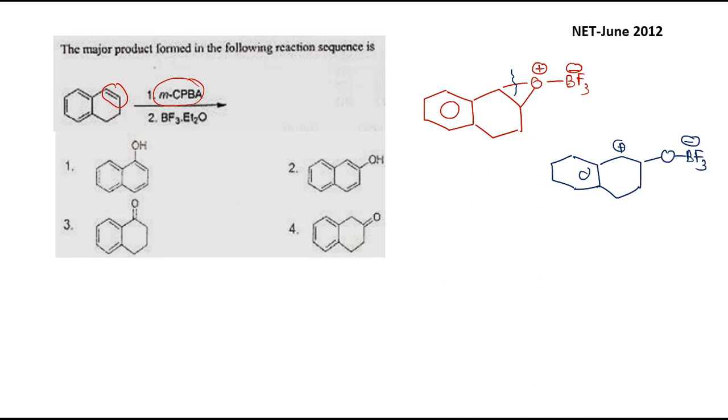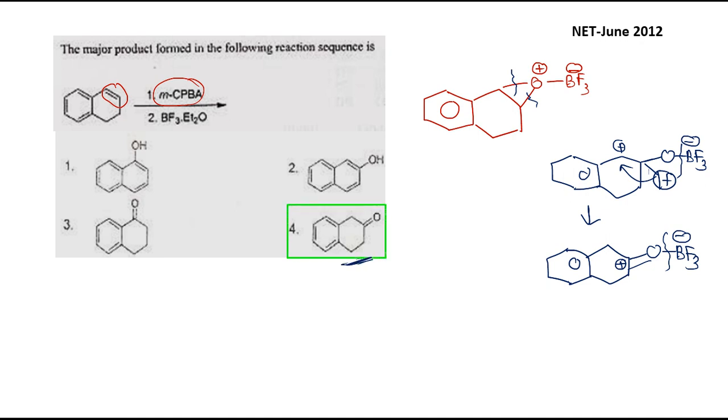Now obviously you have to give it preference rather than breaking the other bond, because here this carbocation is more stable. And finally the O-B bond will be broken and, sorry, one step is left. This hydrogen will be migrating here. So you will get positive charge here, oxygen, BF3 negative, this bond will be broken and there will be a C=O double bond. So it is matching with option 4. Okay, so that's all we have in this video. Thank you for listening.